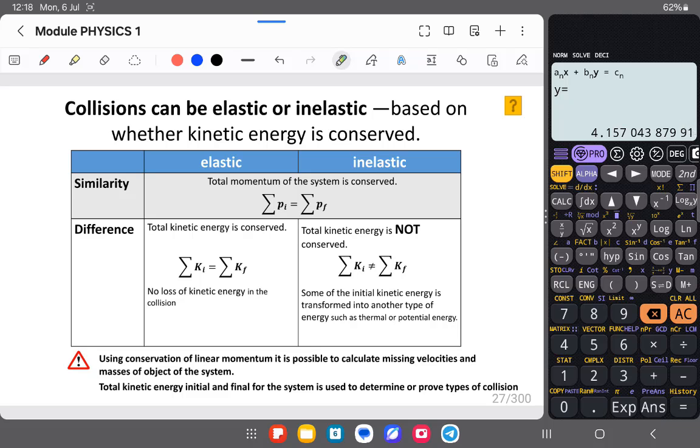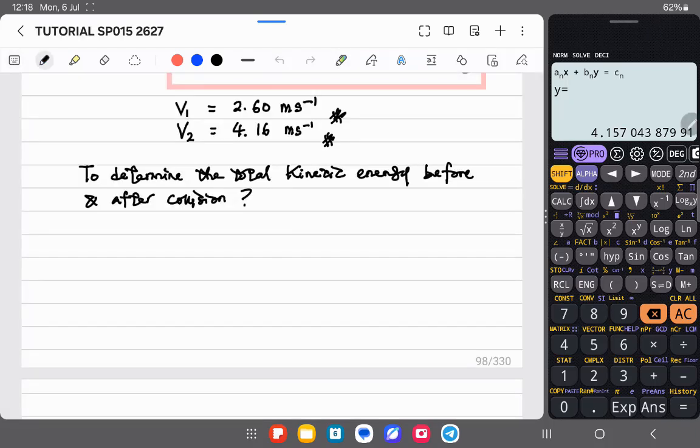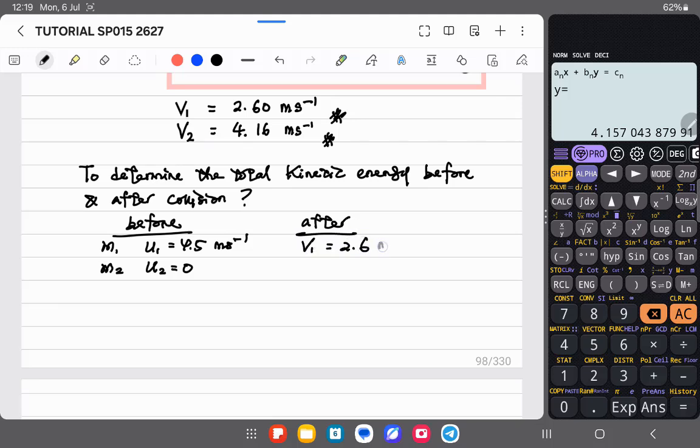Okay, so in order to prove that the collision is elastic or inelastic, we need to calculate the total kinetic energy before collision and after collision. So, boys and girls, before collision, we already know that the first object is moving with initial velocity 4.5 meter per second, whereas the second object is not moving, u2 is 0. After collision, we already calculated just now, our first ball has a velocity of 2.6 meter per second, and our second ball has a velocity of 4.16 meter per second.